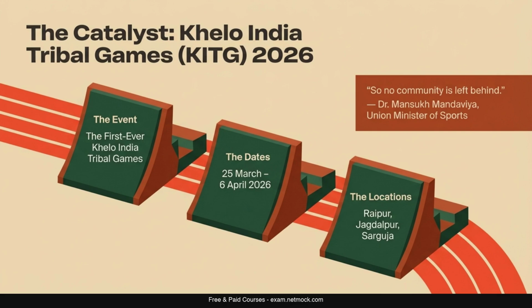The first ever Khelo India Tribal Games runs from 25th March to 6th April 2026 across 3 cities in Chhattisgarh, Raipur, Jagdalpur, and Sarguja. As Union Sports Minister Dr. Mansukh Mandaviya stated, the goal is that no community is left behind.